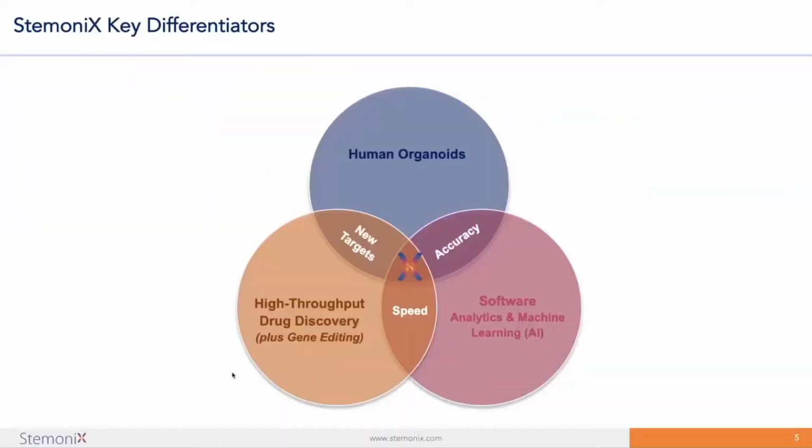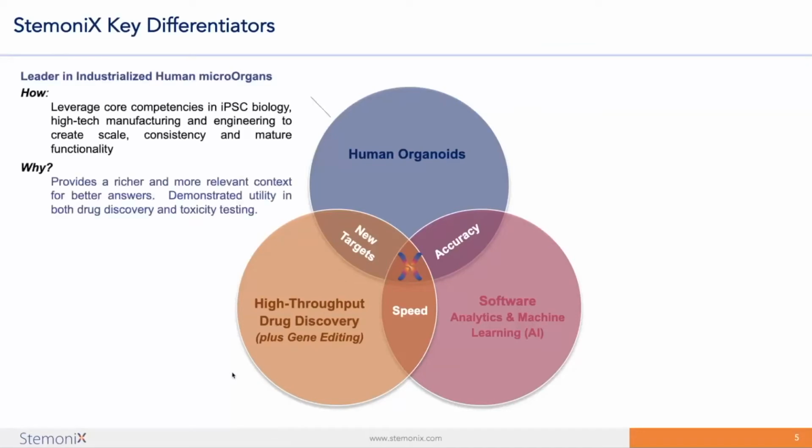All right, StemoniX is really built on 3 foundational pillars. That is the human organoids, because we believe they provide a richer and more relevant context for better answers. Better answers ultimately lead to better translation.